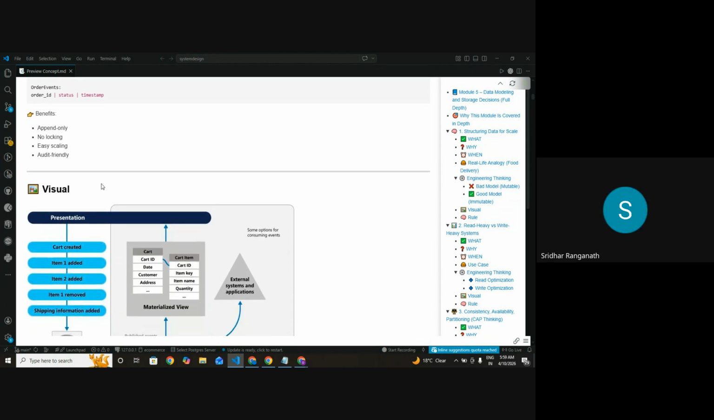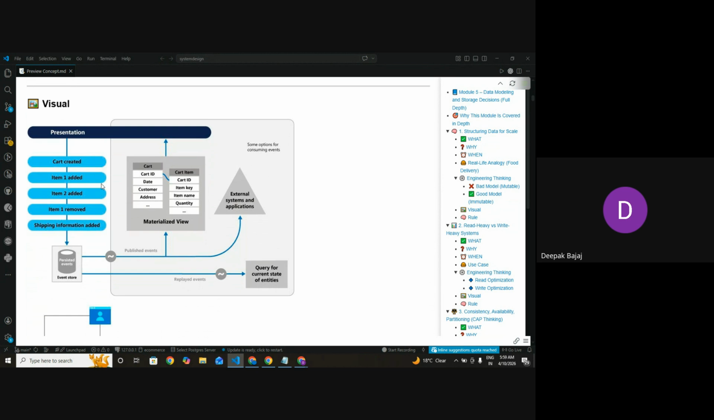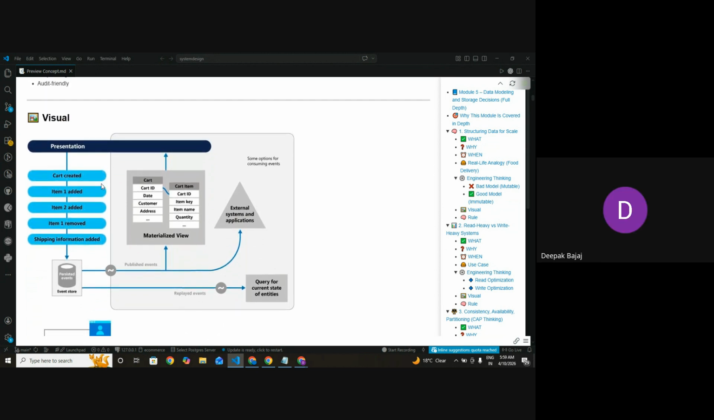Now this is a visual diagram. You can think of this as: cart created, item one added, item two added, item one removed, then shipping information added, then the event store. Then materialized views for the data warehouse, by cart ID or customer ID, and external systems like payment and delivery. And then query for the current state of entries.